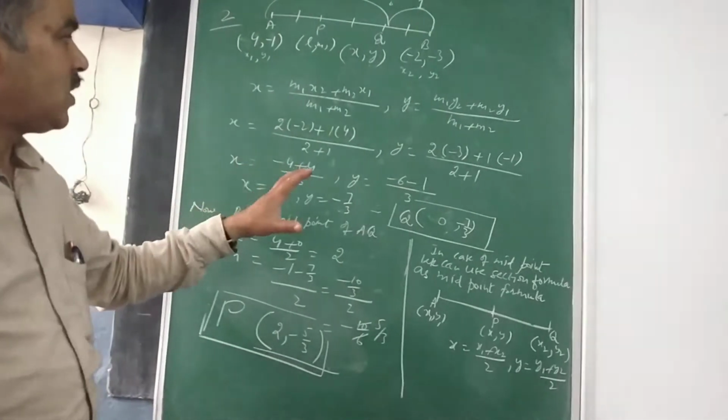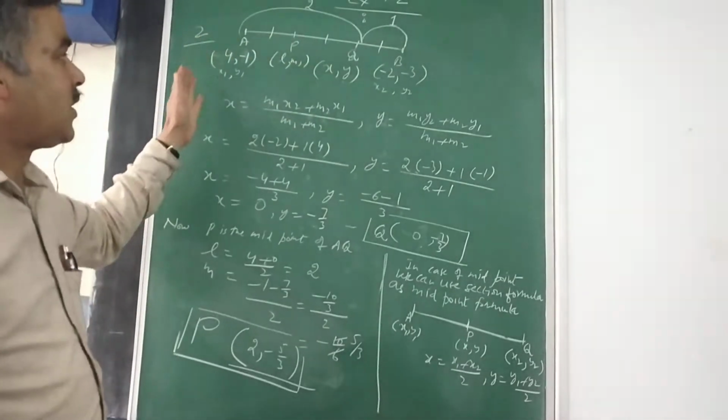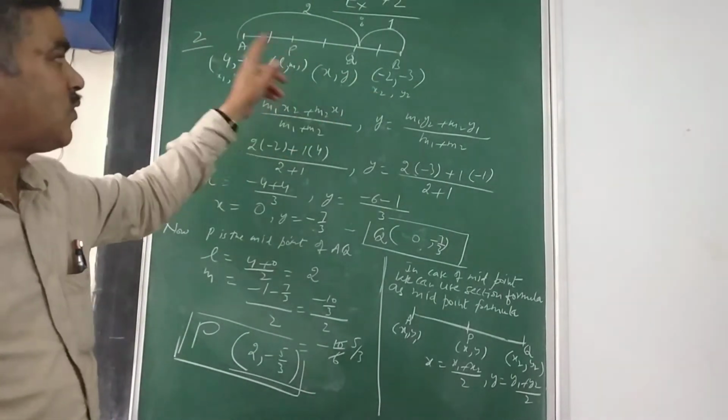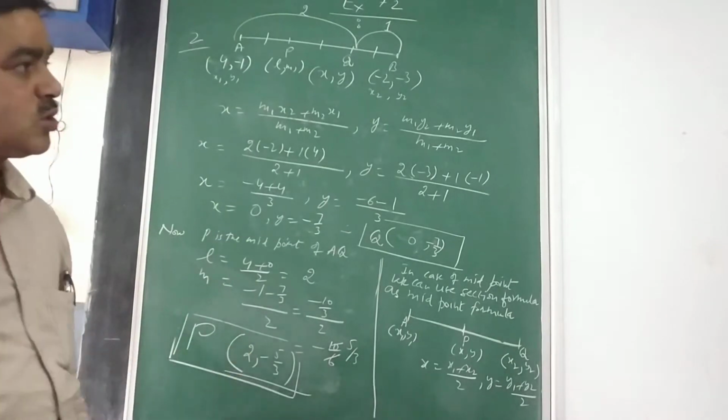So in that way you can find the coordinates of P and Q if P and Q are trisecting the join of A and B. Now this is all about your question number 2.